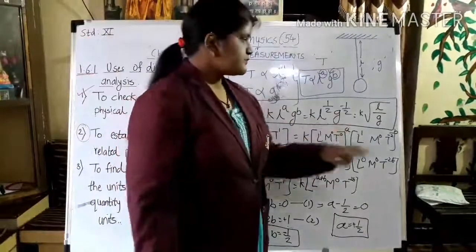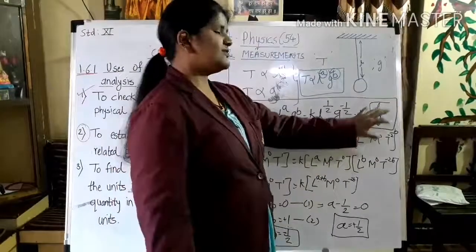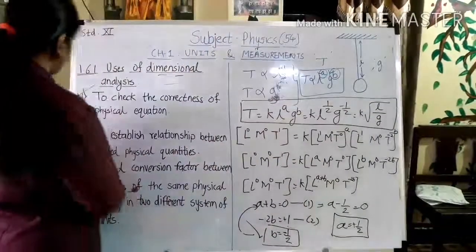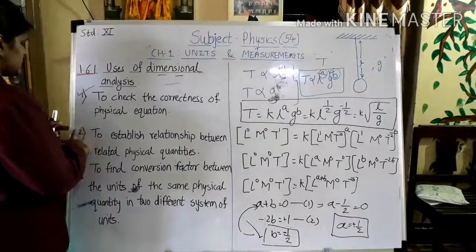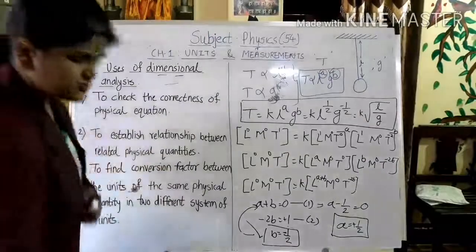Now, what about K? We don't know the value for K, right? So you are going to put this equation as it is, alright? So we have even studied the second use, which is relation between physical quantities. So we have done with this also.